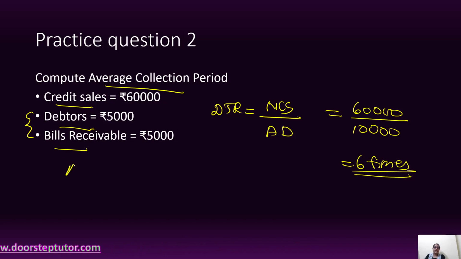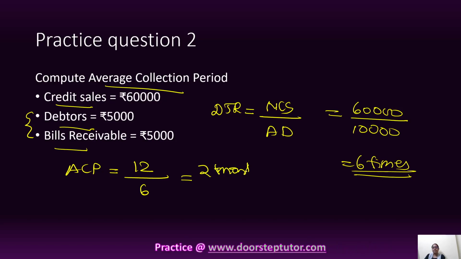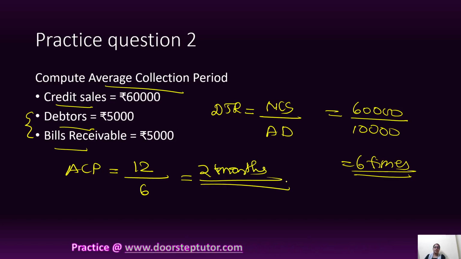Now, average collection period, let's calculate it in months. So that would be 12 months in a year divided by 6, the ratio. 2 months is the average collection period.